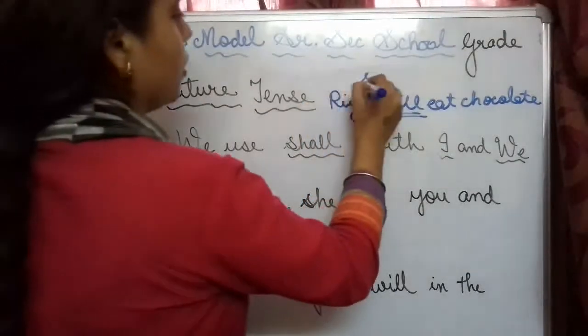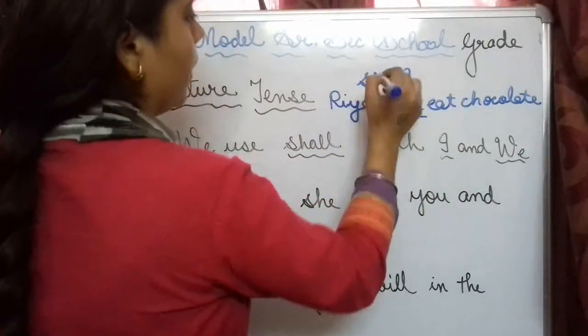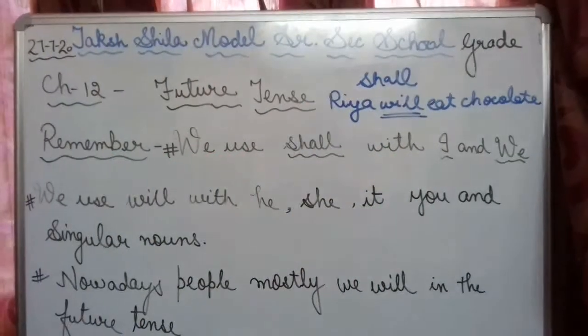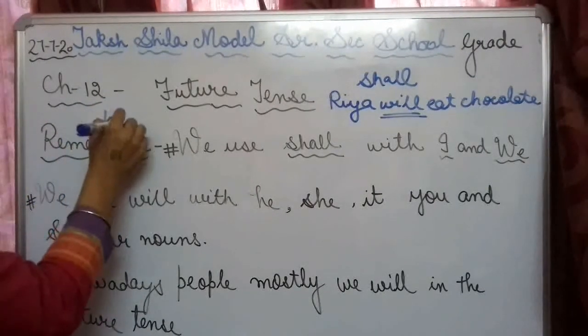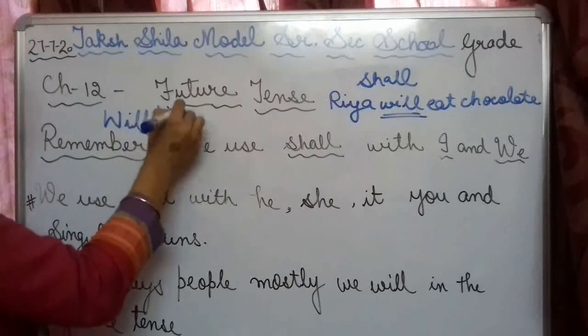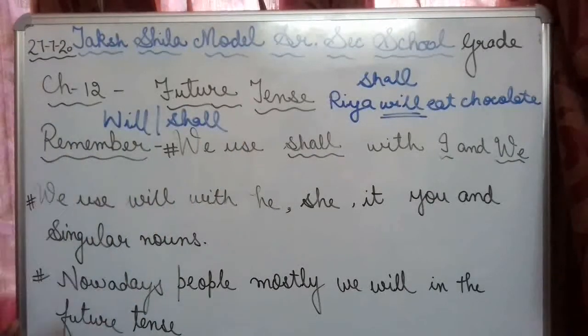Will and shall, right? Will and shall is there, then it is future tense. Now where do we have to use will and shall? Now we have to remember this. Where do we have to use will and shall? Whenever in a sentence we find will and shall, we see that it is a future tense, right?